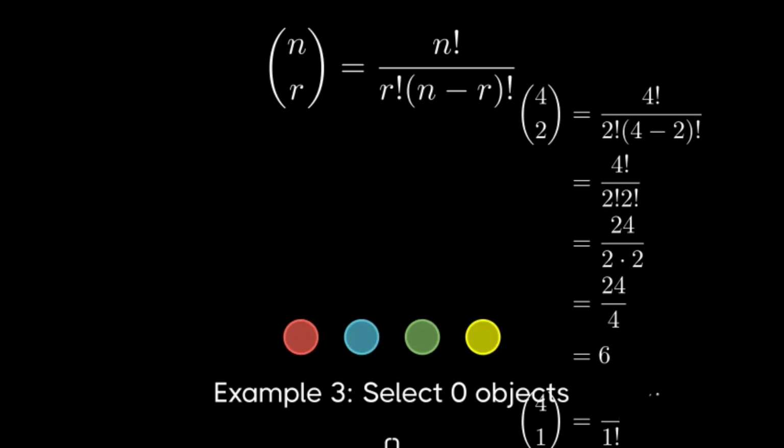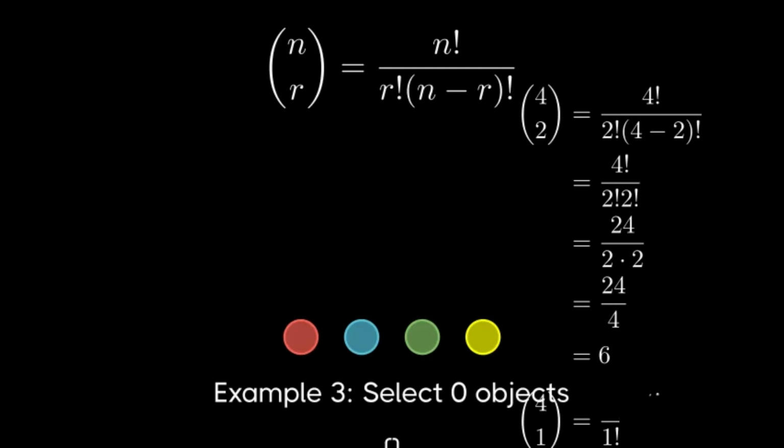Here's the key insight. We know there's exactly one way to select 0 objects, so 4 choose 0 must equal 1. For this to be true, 1 divided by 0 factorial must equal 1, which means 0 factorial itself must equal 1. This isn't arbitrary, it's mathematically necessary for the combinations formula to work correctly. So we've proven that 0 factorial equals 1.